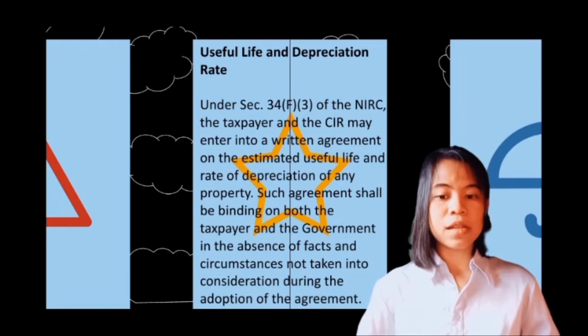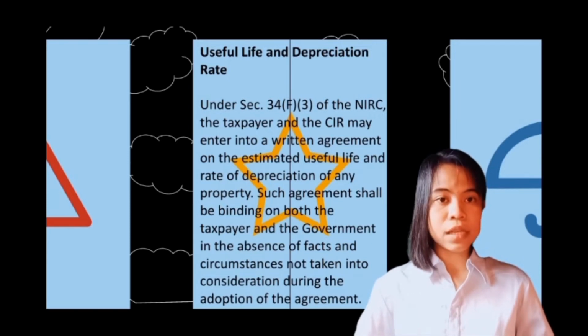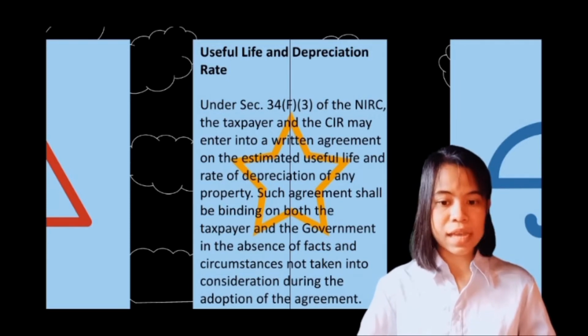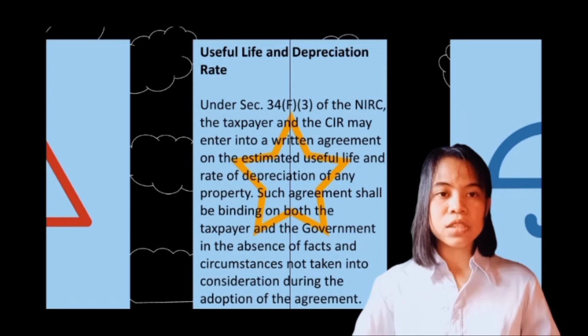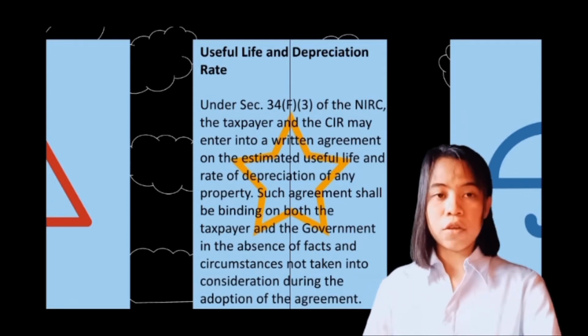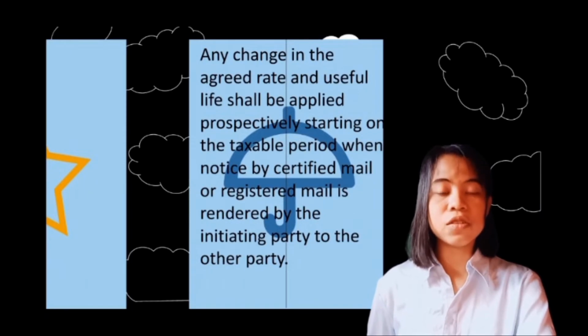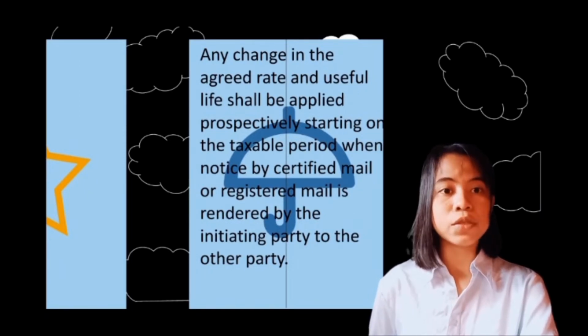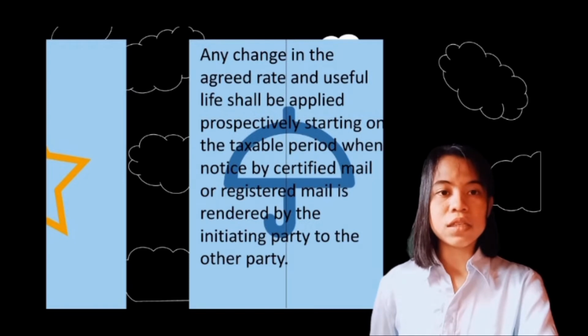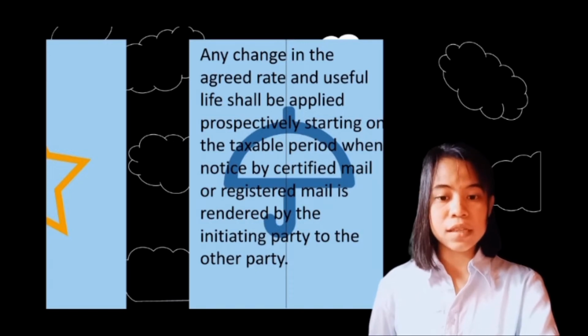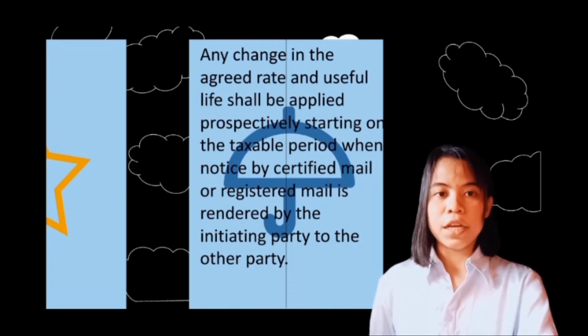Such agreement shall be binding on both the taxpayer and the government in the absence of facts and circumstances not taken into consideration during the adoption of the agreement. Any change in the agreed rate and useful life shall be applied prospectively starting on the taxable period when notice by certified mail or registered mail is rendered by the initiating party to the other party.